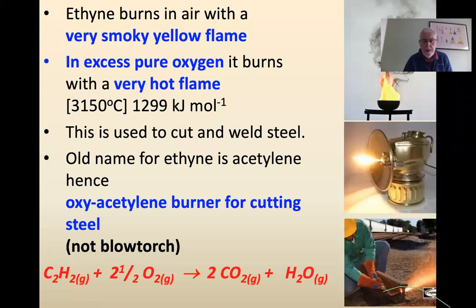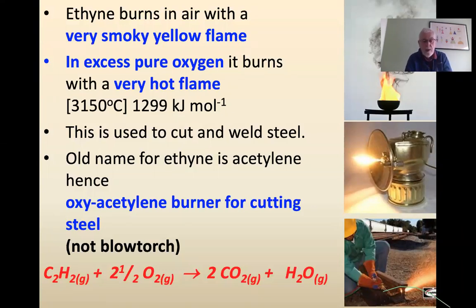If we put it in excess oxygen, we get a very, very hot flame, about 3,200 degrees centigrade or thereabouts, right? It produces an awful lot of energy, about 1,300 kilojoules per mole, and that's used to cut and weld steel. We call it the oxyacetylene burner or oxyacetylene torch for cutting steel. It's not a blowtorch. If you say blowtorch, you won't get the mark.